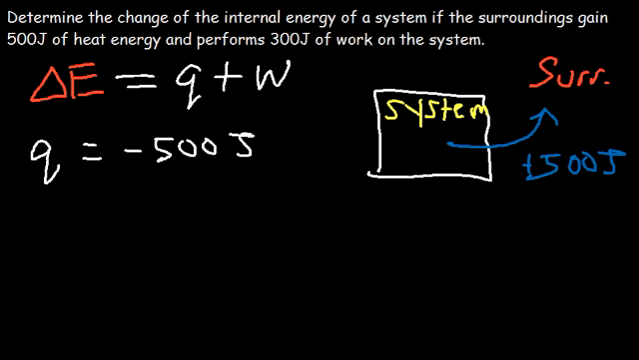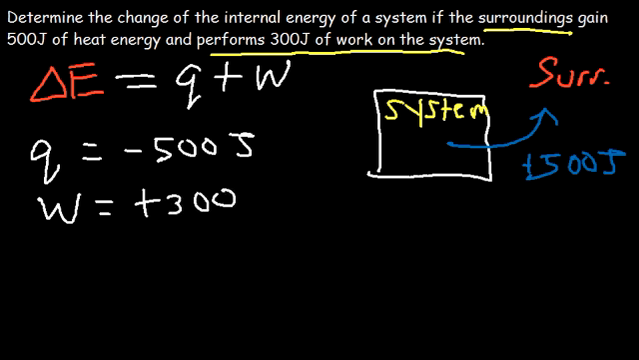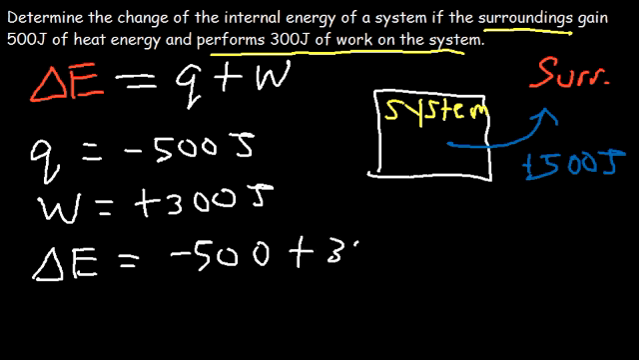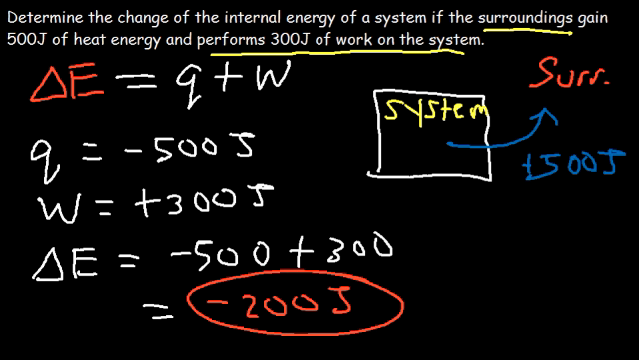Now it also mentions that the surroundings performs 300 joules of work on the system. If work is being done on the system, that's basically a credit. The system gains energy from that exchange. So the system is going to gain 300 joules of energy from work being done on it by the surroundings. So the change in internal energy is going to be negative 500 plus 300. So delta E is negative 200 joules. The system lost a net of 200 joules.